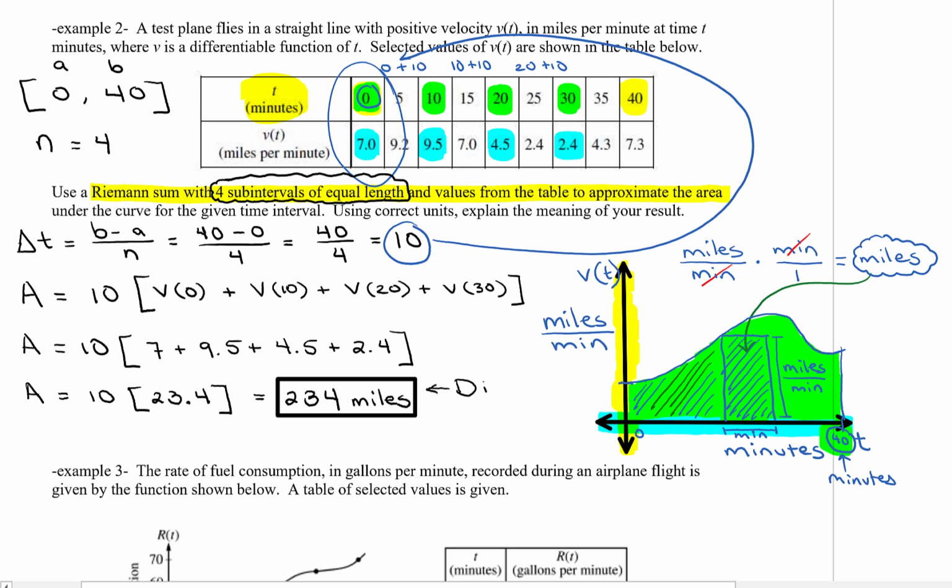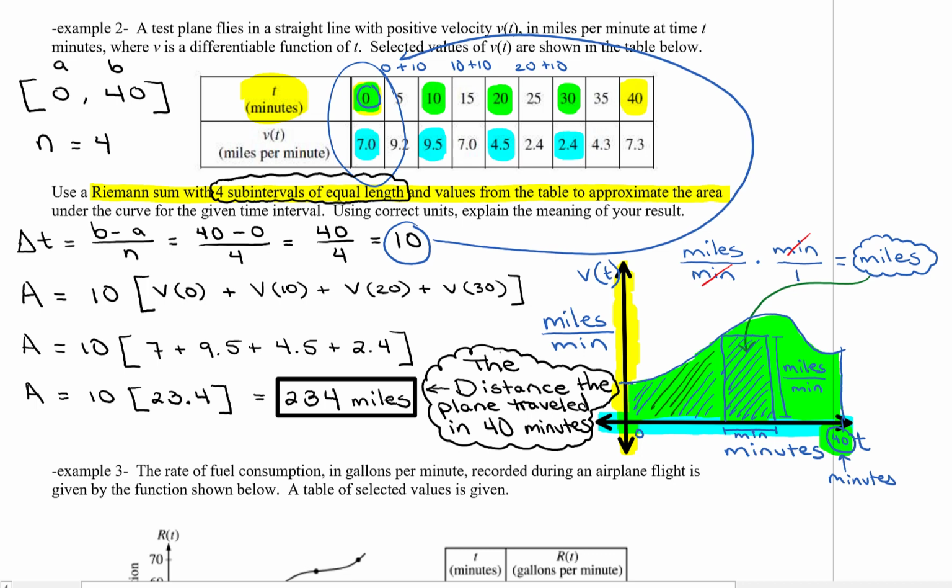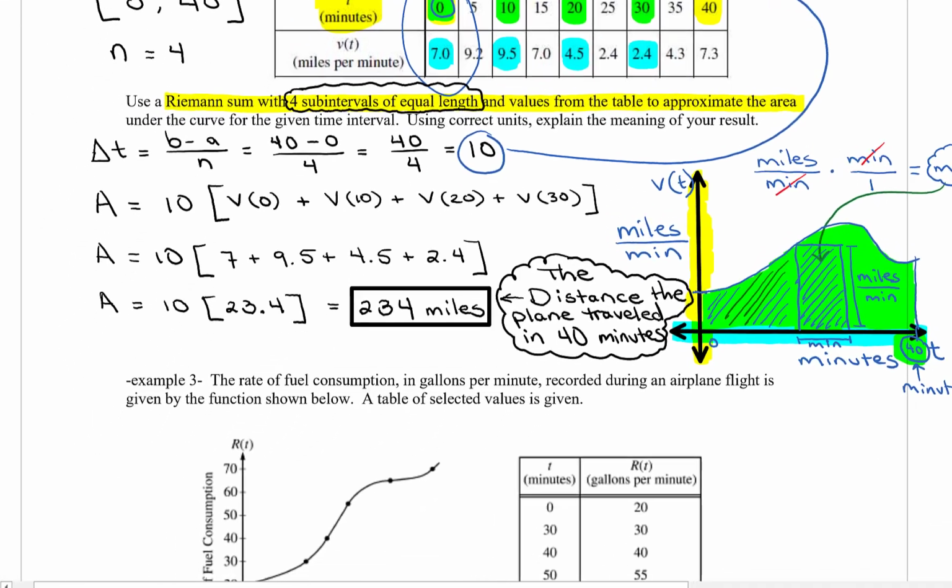So I'm going to point an arrow to my 234 miles, and I'm going to write here the explanation of my results, or the meaning. This is the distance the plane traveled in 40 minutes. And I'm going to draw a cloud around that because that is also part of my answer. That is explaining the meaning of our result.